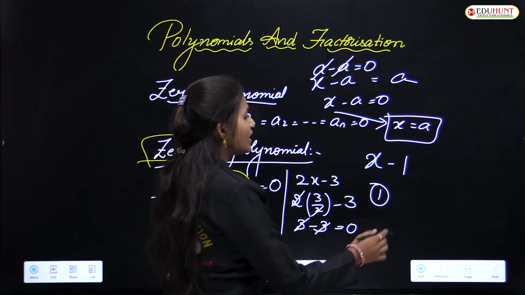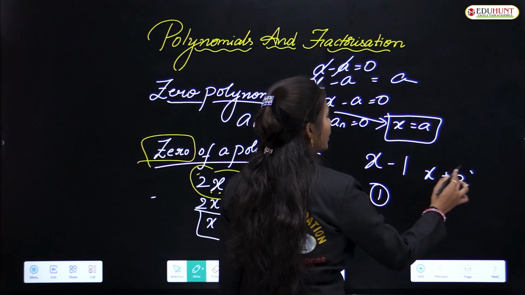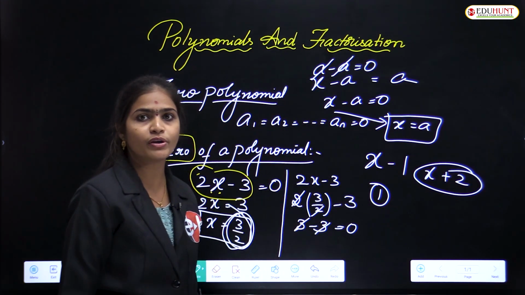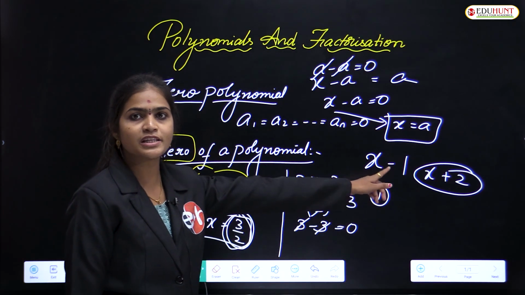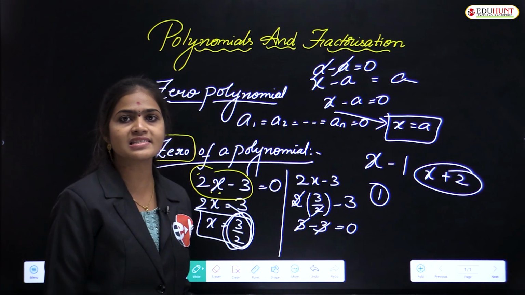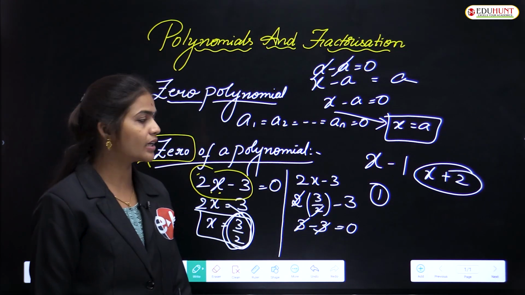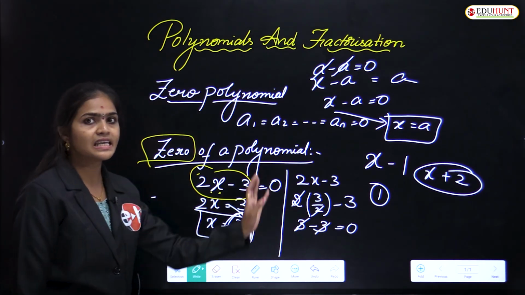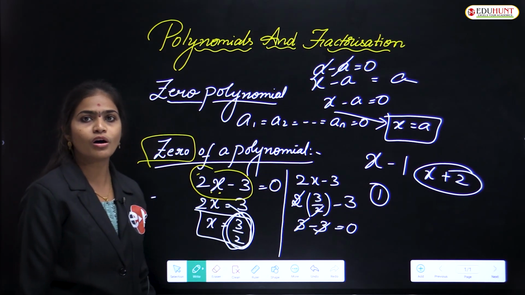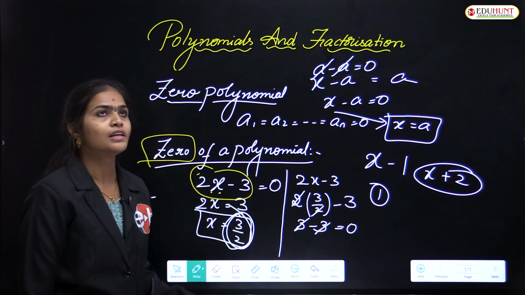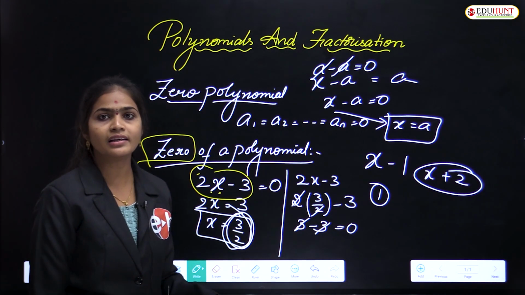What is the zero of the polynomial x plus 2 here? Yes, for x plus 2, minus 2 is the zero of your polynomial. So this is about the zero polynomial and the zero of a polynomial. Next we will discuss properties.